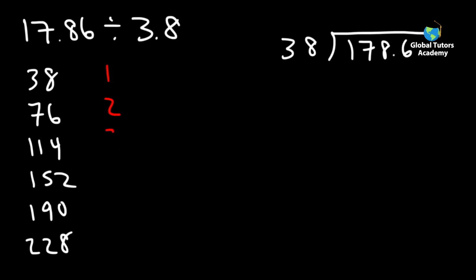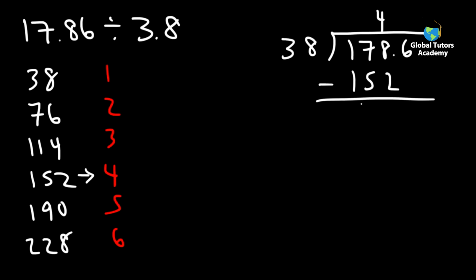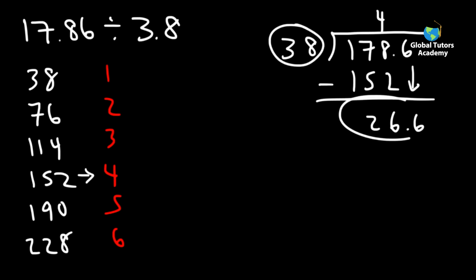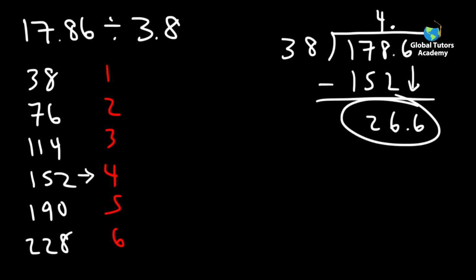Now, 38 goes into 178 4 times. 38 times 4 is 152. And 178 minus 152, that's going to be 26. Now let's bring down the 0.6. 38 doesn't go into 26.6, so let's add a decimal point. And now we're going to treat this as if it's 266.